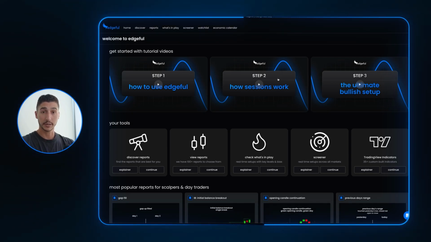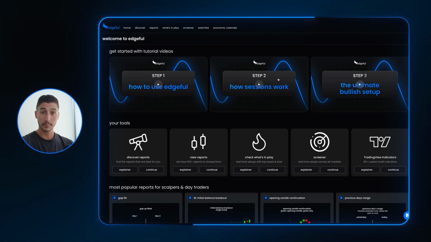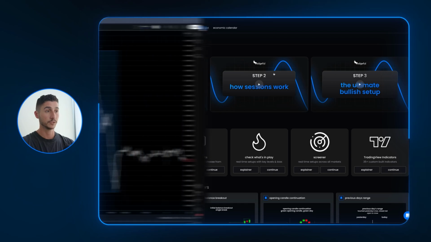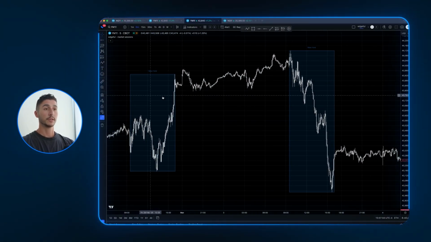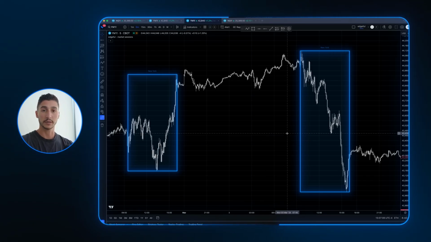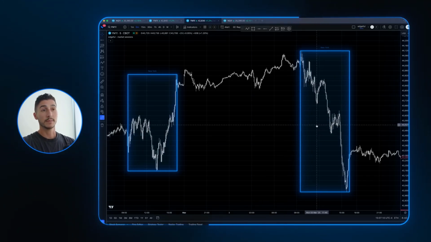In this video, I'm not going to go into those details. I'm going to focus on 4 reports that are extremely high probability, and when they set up together, it is an A+ setup. So let's go to this chart example here. And the first thing you're going to notice is these blue boxes. These are the market sessions.